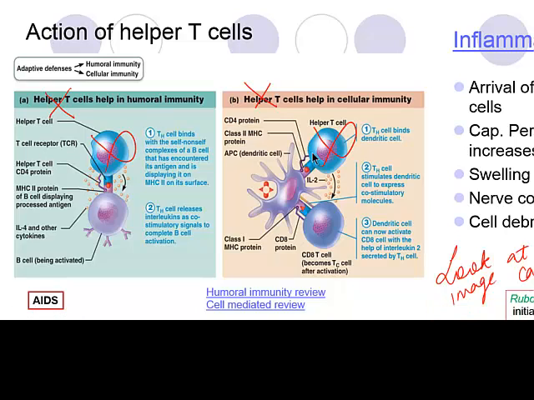If their numbers go so low that they are not able to help the humoral and cell-mediated immunity do their action, the immune system becomes deficient.